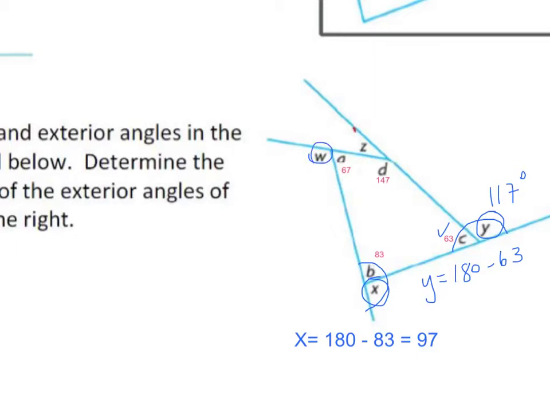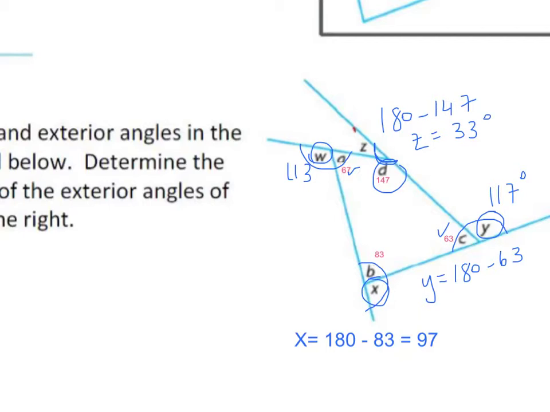What about w? Well, again, this whole angle is 180. This part is 67. So this part right here is going to be 113. And the last one, this one is 147. This whole angle in here is 180. So 180 minus 147, z equals 33 degrees.